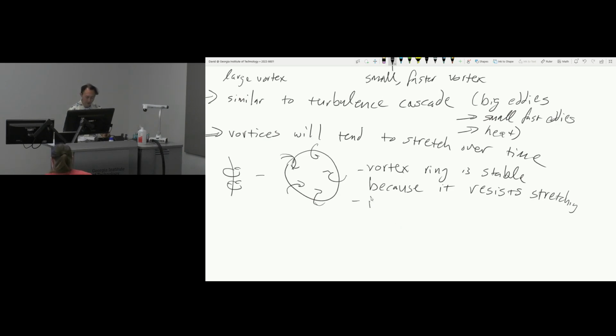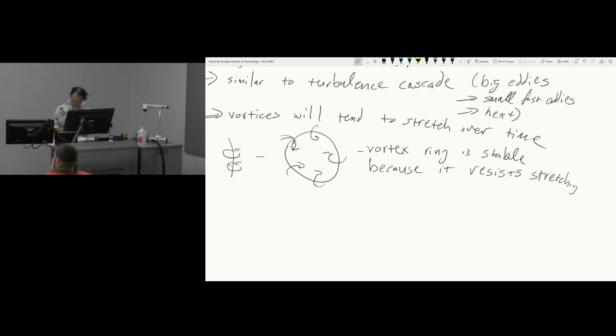But it slows down. It slows down to satisfy conservation of angular momentum. Another example I want to leave you with is with piers.